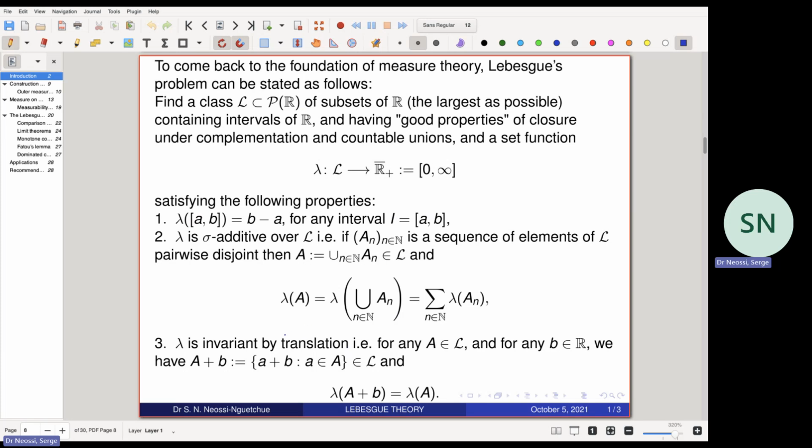And the third property that lambda should satisfy is that lambda should be invariant by translation. That is, for any A in calligraphic L and for any element of R denoted here by b, if we define A plus b to be the set of a plus b, where a is in the set A, this set A plus b should be in calligraphic L, and the invariance by translation property of lambda should be that lambda of A plus b should be equal to lambda of A. Meaning that if we add b to A, it does not change the value of the measure of A. It remains invariant by translation. So A plus b is what we call the translation of A by b.